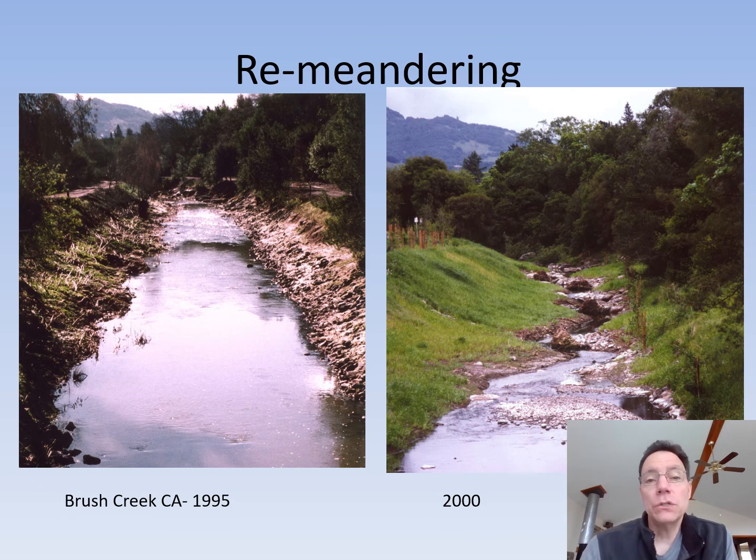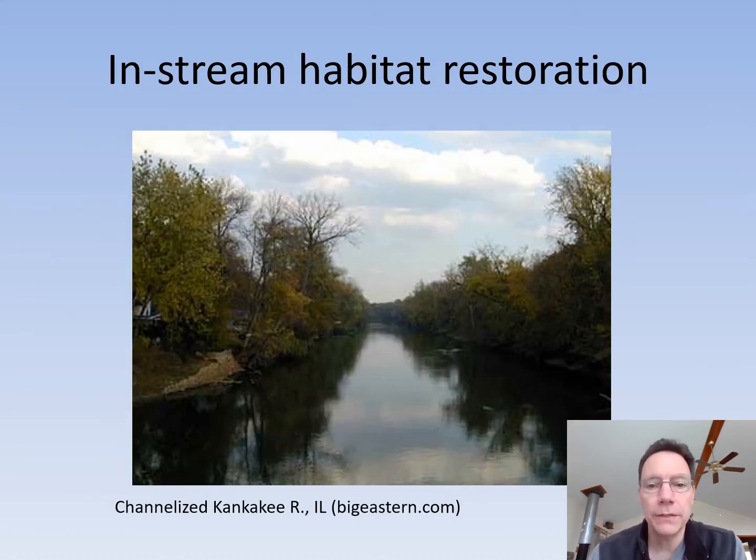There are some efforts to do re-meandering, that is to put wiggles back into streams. So here's a stream in California that had been channelized, and then they put back in some modest meanders so that it could wiggle back and forth through this landscape. So sometimes you hear about re-meandering. The Kissimmee River that Charlie will tell us about has had some re-meandering efforts.